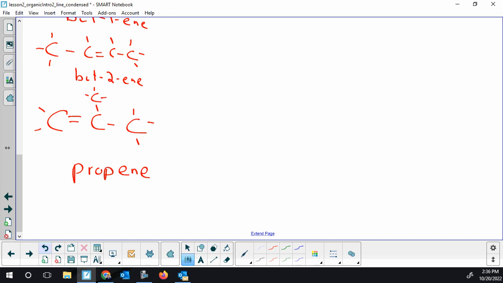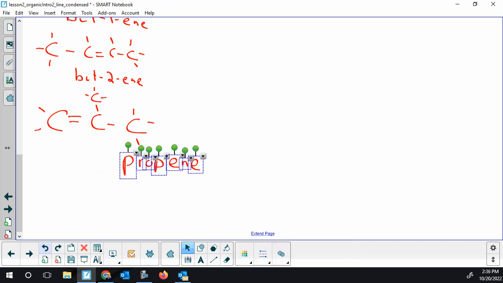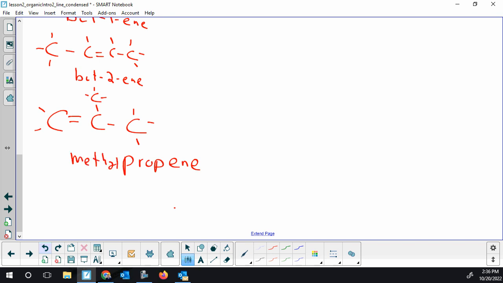I need to describe that branch. That's a methyl, a 1-carbon branch. And that branch is not allowed to be at the beginning or the end. The only possible spot that branch can be is in the 2 position. And because 2 is the only possible methyl, I'm not going to write that 2 either. So the double bond has to be in the 1 position. The methyl has to be in the 2. I don't need any numbers.